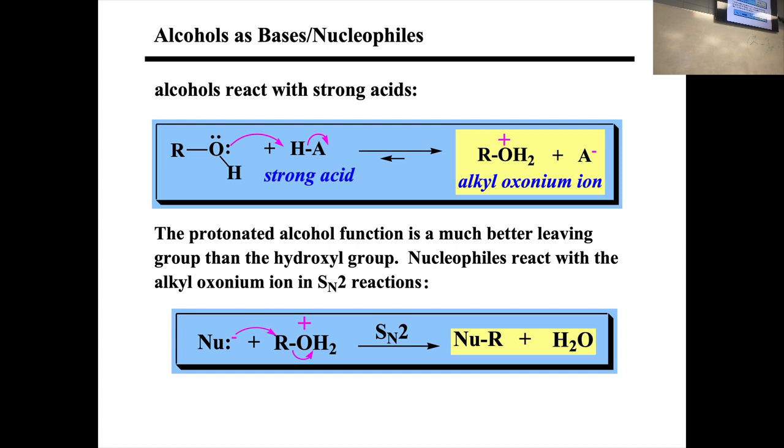And lo and behold, Rose just made 2-bromopropane. And now we can give it to Barrett and he can go do whatever we need him to do. Right? So this reaction works very, very well. In fact, you can take alcohols and you can do this chemistry quite nicely. Very, very easily, in fact.